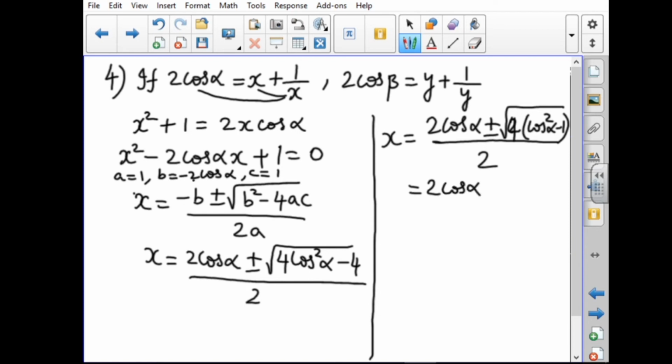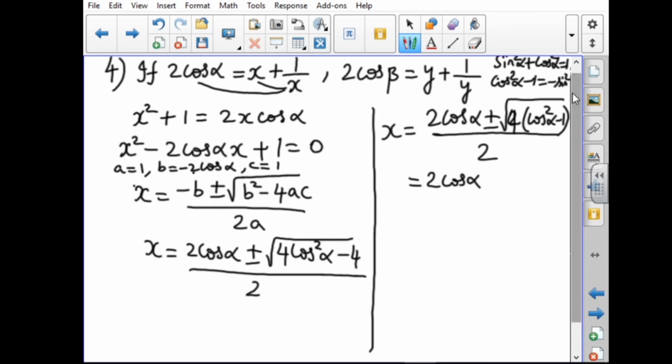You know that sin square alpha plus cos square alpha equal to 1. This is a trigonometric identity. Now we have cos square alpha minus 1. So what is cos square alpha minus 1? It is equal to minus sin square alpha. So we are going to use minus sin square alpha inside.